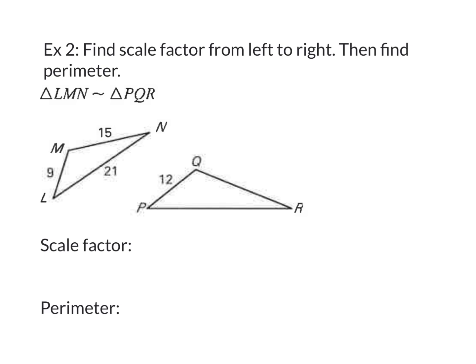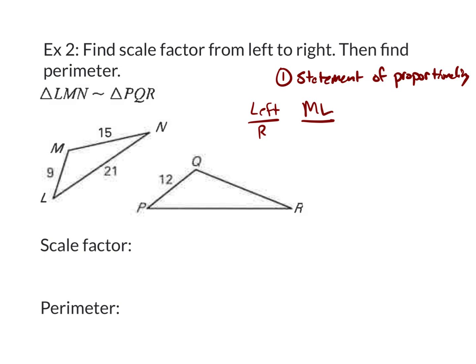So, first thing we're going to do, I said I'm going to draw it out as much as possible so you see all the details. This is the foolproof way of doing it. You do a statement of proportionality. So that's going to be ML. And we're going to do left over right. ML, and which one goes with ML? QP.